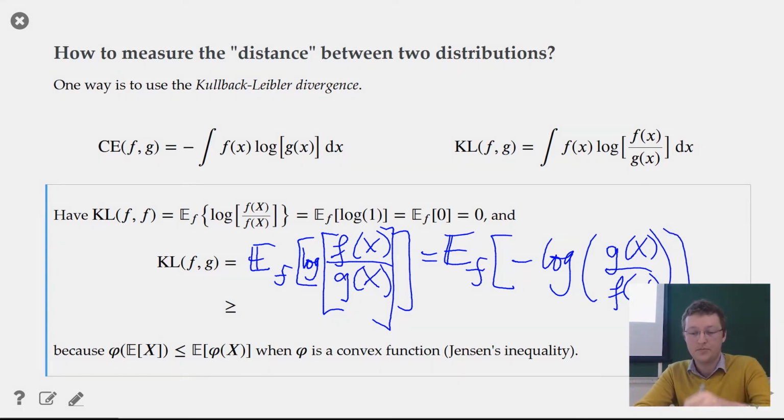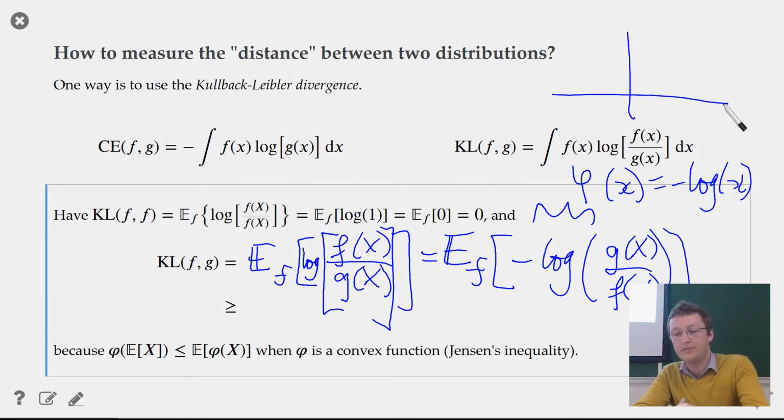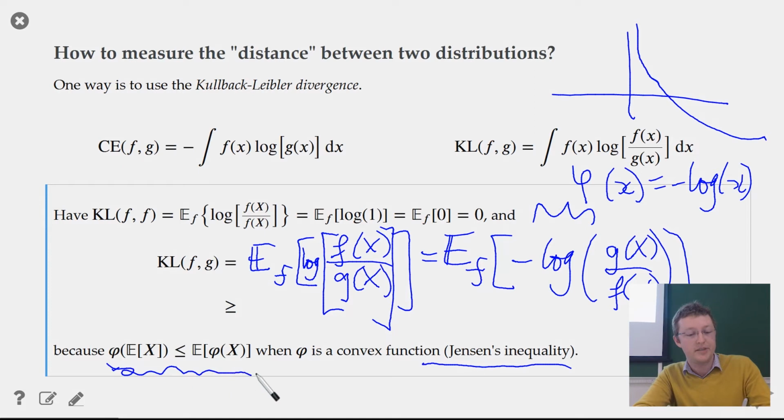Okay, and then why would you do that? Because if you look at the function psi of x equals negative log of x, well, log goes up like that, so what would negative log look like? Something like that. So that's a convex function. And why do I care? There's this thing called Jensen's inequality that can be used for that. This is the actual inequality here, which works for any convex function.